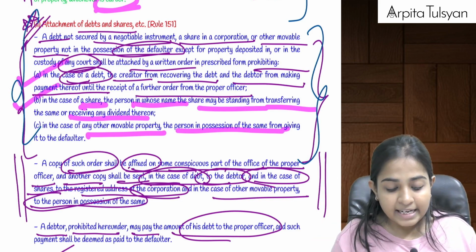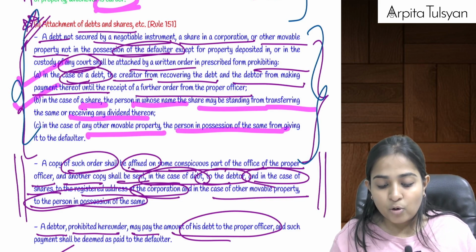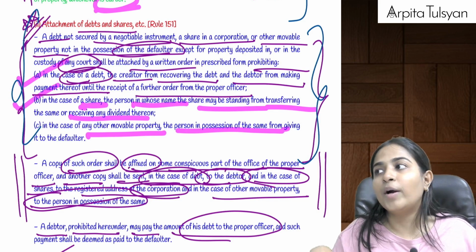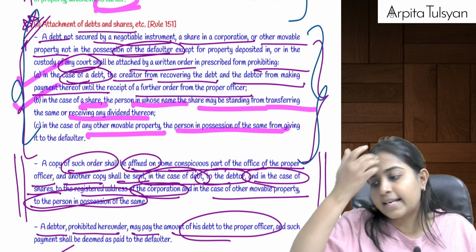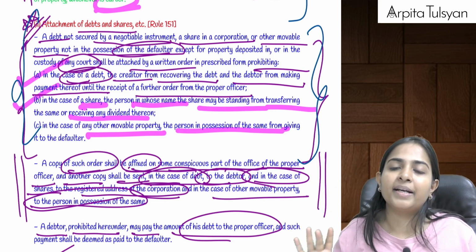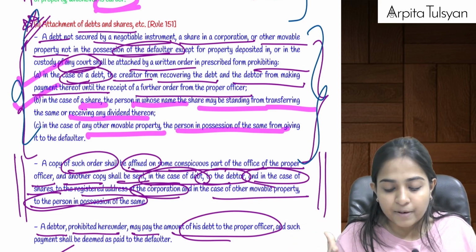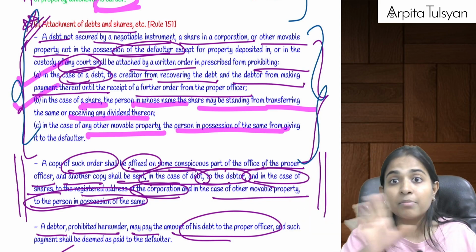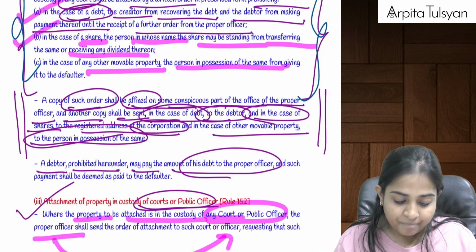Similarly, in case of shares, we will go and tell the depository, or we will go and tell the company in whose name the shares are held, that if this person comes for selling the shares, please don't pay the money to him. Similarly, if this taxpayer's property is kept in someone else's possession, we will tell that person, please don't give him the possession of this property because this person's property is under provisional attachment. Are you clear with this?